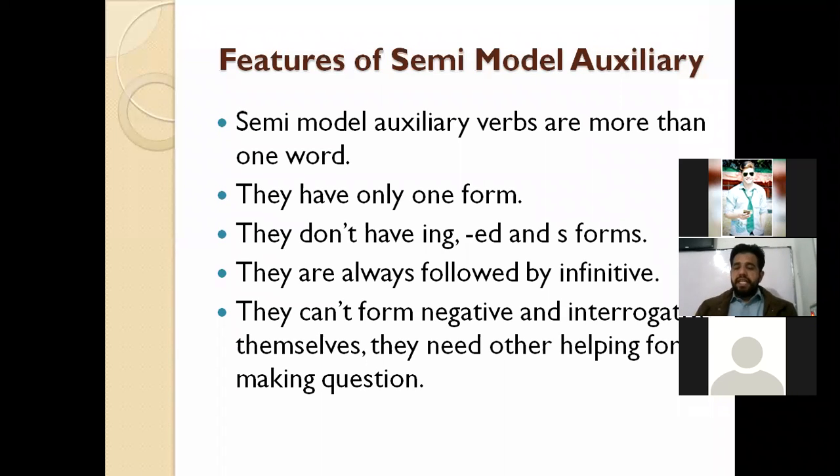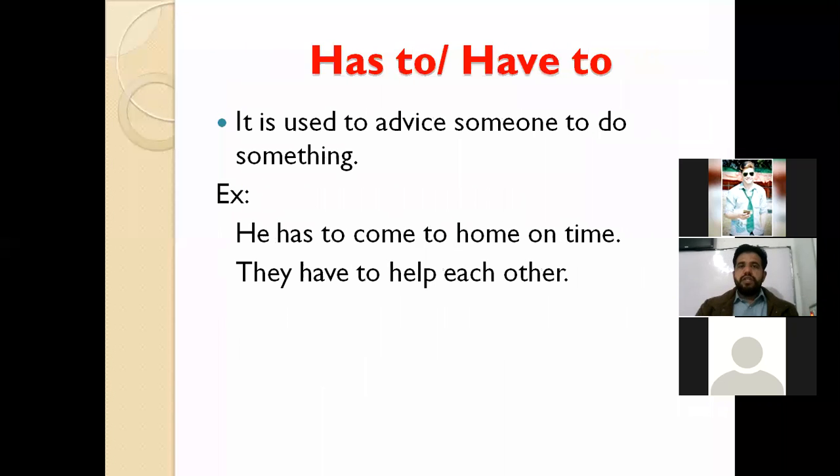Okay, features of semi-modal auxiliaries. Semi-modal auxiliary verbs are more than one word. They have only one form and they don't have ing, ed, and s forms. They are always followed by an infinitive. They cannot form negative and interrogative themselves. They need other helping verbs to make questions. I already discussed these points. We'll go for the new semi-modal auxiliaries today, which are has to and have to.